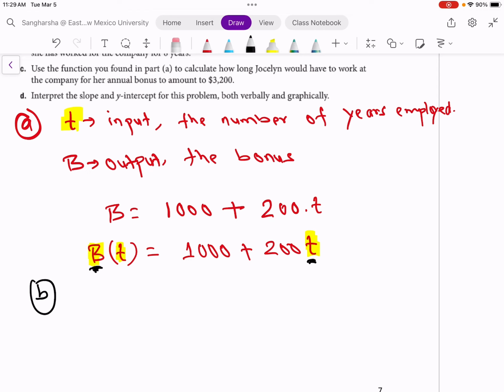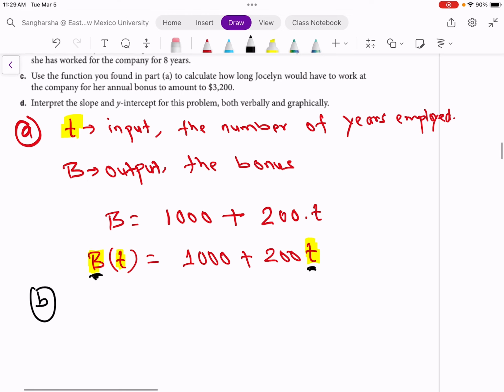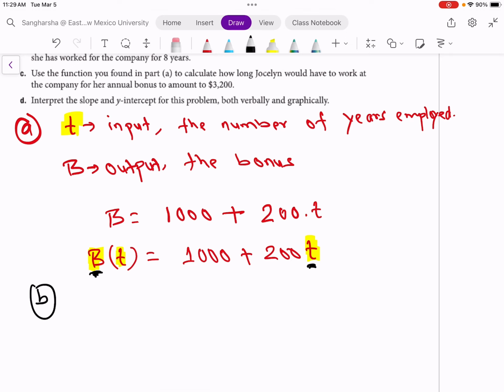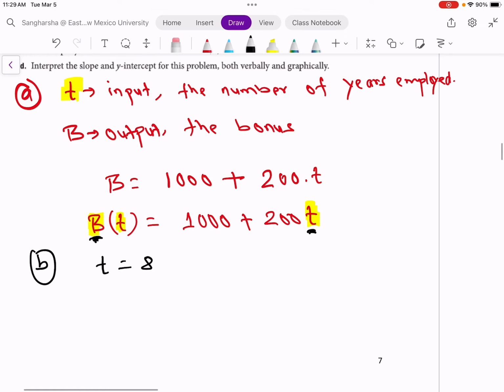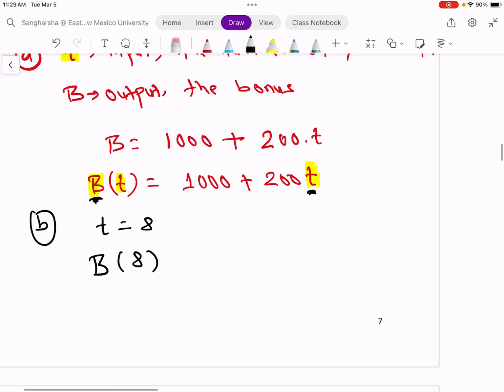Now we need to use this function to calculate the annual bonus she will receive after she has worked for the company for 8 years. What is that 8 for us? T, right? So our T is 8, and we want to find the bonus when time is 8 years. So let's find B of 8.